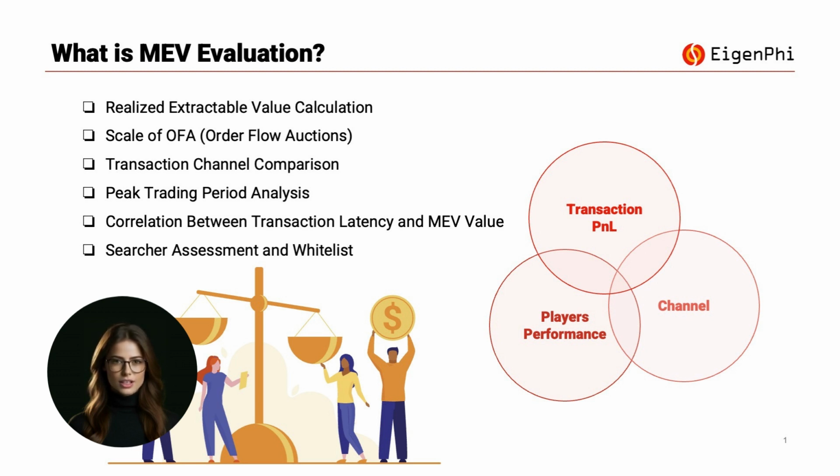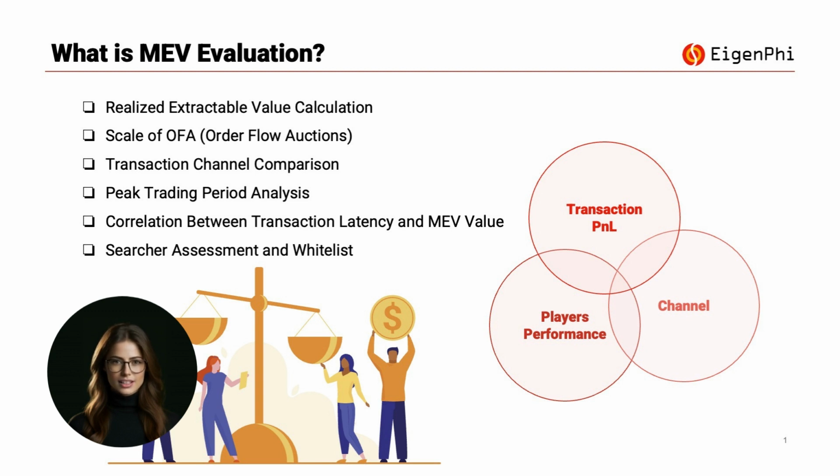You can think of order flow as a river brimming with profit opportunities, and MEV Evaluation aims to quantify the value that can be extracted from it. The core insights consist of several parts. 1. Realized extractable value calculation determines the actual value extractable from the market, shaping transparent redistribution systems and ensuring fair distribution. 2. Scale of OFA calculation. This calculation allows for an understanding of the market size of order flow auctions.